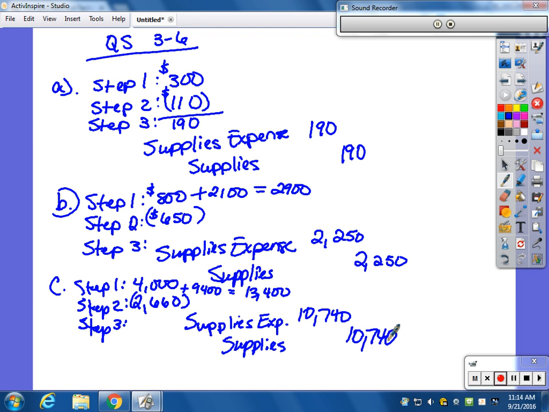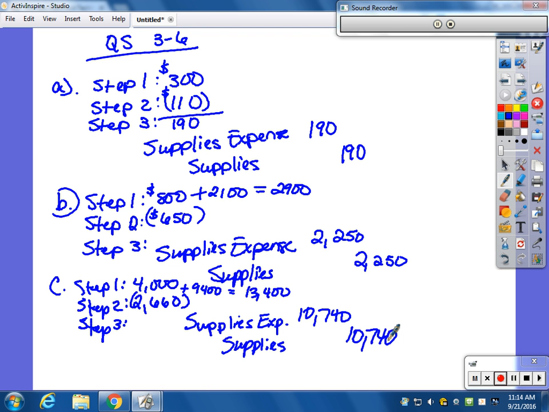Quick study 3-7. Adjusting prepaid expenses. On July 1st, 2015, the company paid $1,200 for 6 months of insurance coverage. No adjustments have been made to the prepaid insurance account, and it is now December 31st, 2015. Prepare journal entries to reflect expiration of the insurance as of December 31st, 2015.